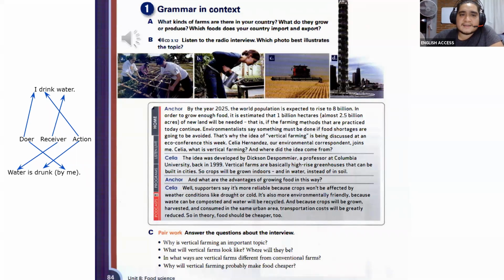We have grammar in context, and now we have a question. Well, three questions actually. Can you help us read the first one, Emmanuel? What kind of farms are there in your country? Thank you. The second one as well, and the third one. What do they grow or produce? Which foods does your country import and export? Okay. So we're all from Mexico, right?